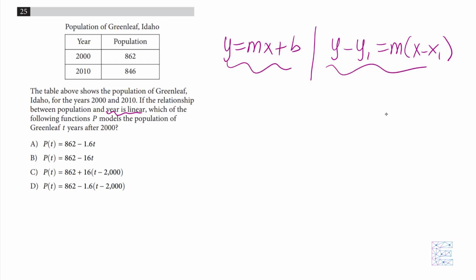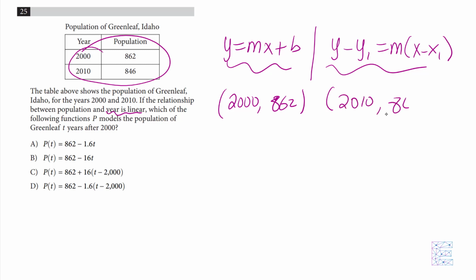To write these equations, we have to have the slope. That's why we were given this data, because those are ordered pairs, and we can use those to find the slope. So the first thing is 2000, 862. That's our first point. And our second point, we have 2010, 846. Now, we should label these. Why don't we label these x1, y1, and x2, y2?